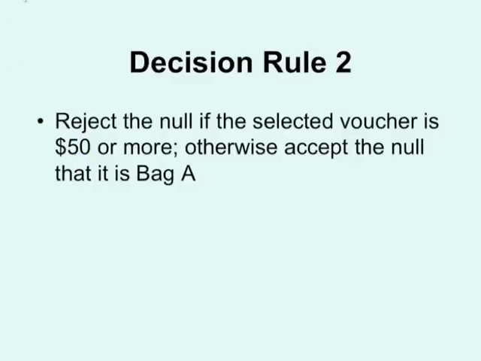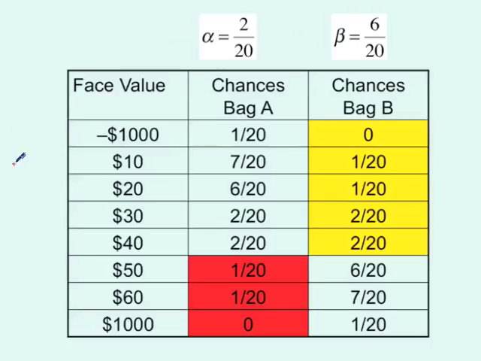Otherwise, accept the null that it's bag A, okay? So again, let's look at it from a tabular standpoint. Let's look at the frequency chart. Notice that what we're saying now is that this is my rejection region, right? And my rejection region includes the $50 voucher and the $60 voucher, okay?